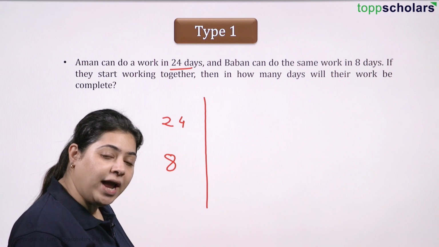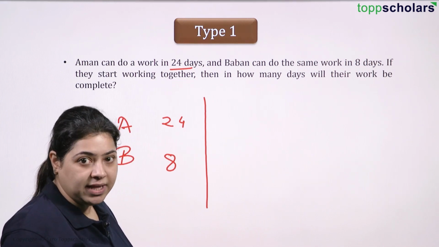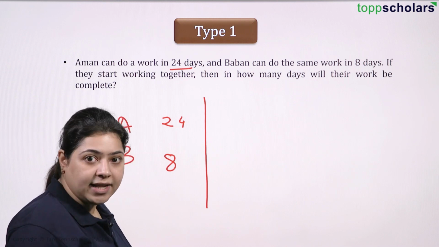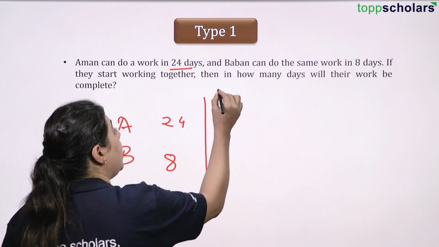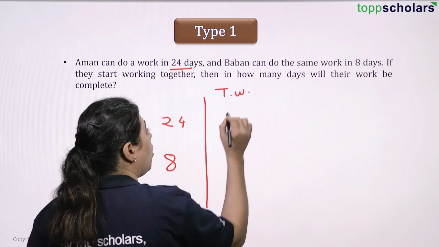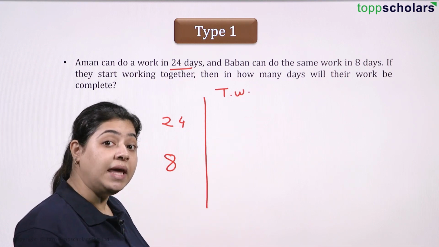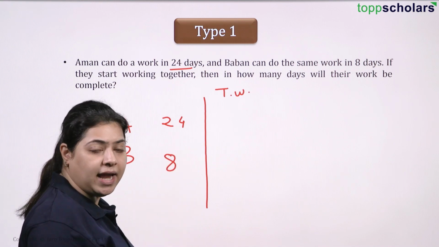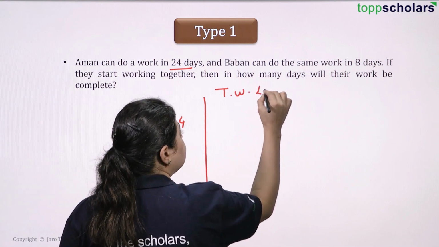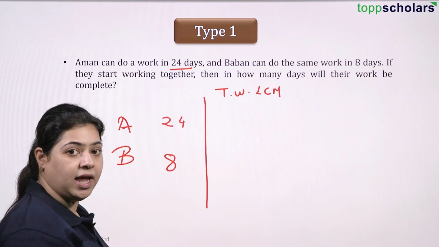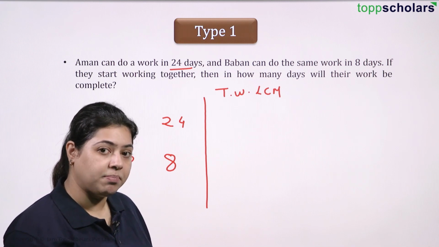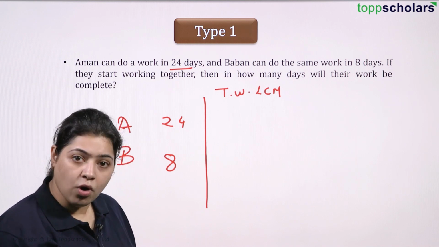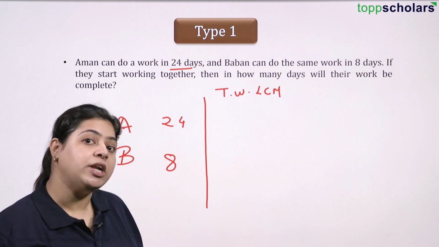Now, we want to find out together how much time will they take to complete the work. For that, we need to know the total work that needs to be done, correct? Now, in order to find out the total work, what we do is we calculate the LCM, that is the least common multiple between the two, 24 and 8. If we were to calculate the LCM, it is 24, correct? If we do the least common multiple, 24 will be 2 into 12. 12 is 2 into 6. 6 is 2 into 3, correct?